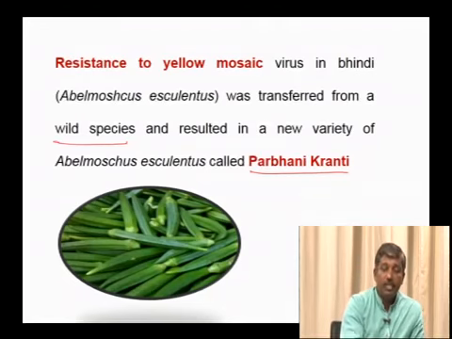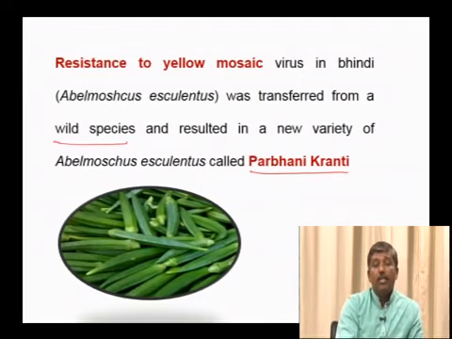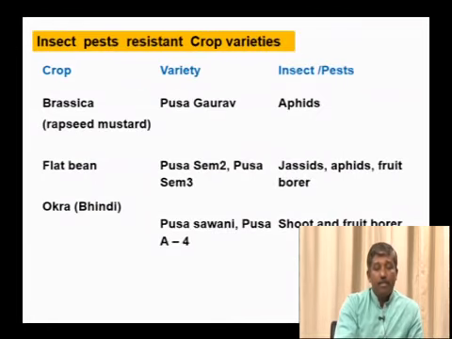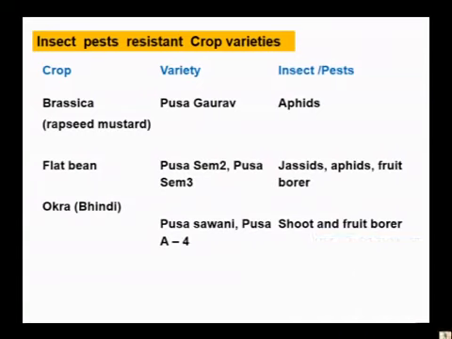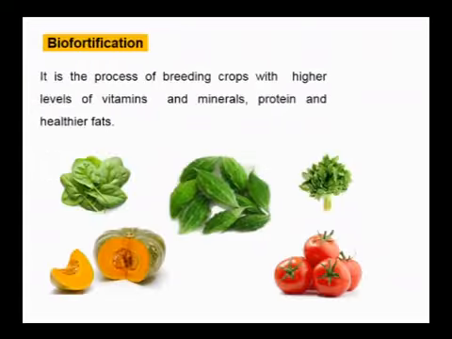Even in mutation breeding, the mung bean that is produced is also resistant to yellow mosaic virus, but the technique is different. Some examples of insect pest resistant crop varieties: in Brassica, or rapeseed mustard, the variety is Pusa Gaurav, which is resistant to insects like aphids. Flat bean varieties Pusa Sem 2 and Pusa Sem 3 are resistant to jassids, aphids and fruit borers. Okra, or bindi, variety Pusa Sawani or Pusa A4 is resistant to shoot and fruit borer.